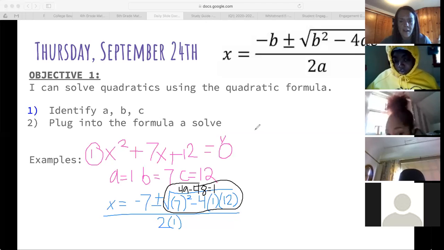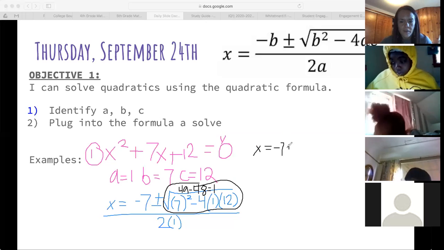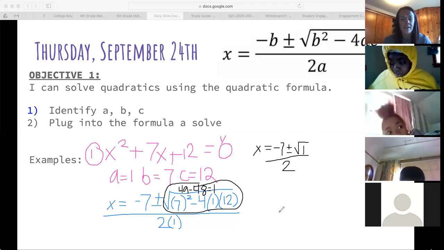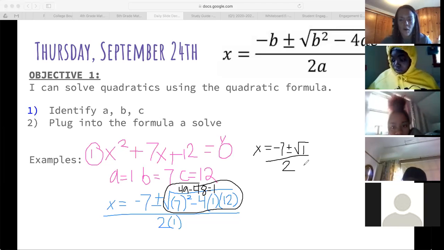Okay, I'm going to come back up to the top here so I have more room. So now I have x equals negative 7 plus or minus the square root of 1 over, and now I can do 2 times 1. That's pretty easy in my head, 2. Okay, so now the reason why today is going to be a little easier is because all the ones I'm going to give you are going to be perfect squares. So this should be very easy to simplify. So now we can take the square root of 1, which is just 1. So I'm just going to cancel this out and say, okay, this is 1.